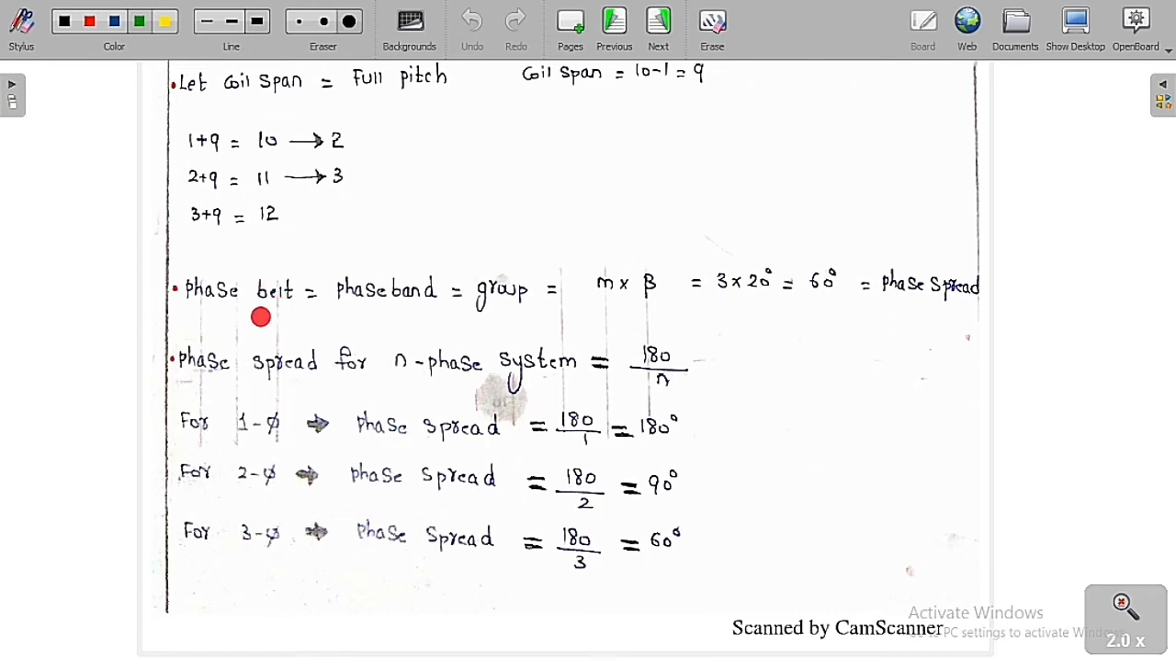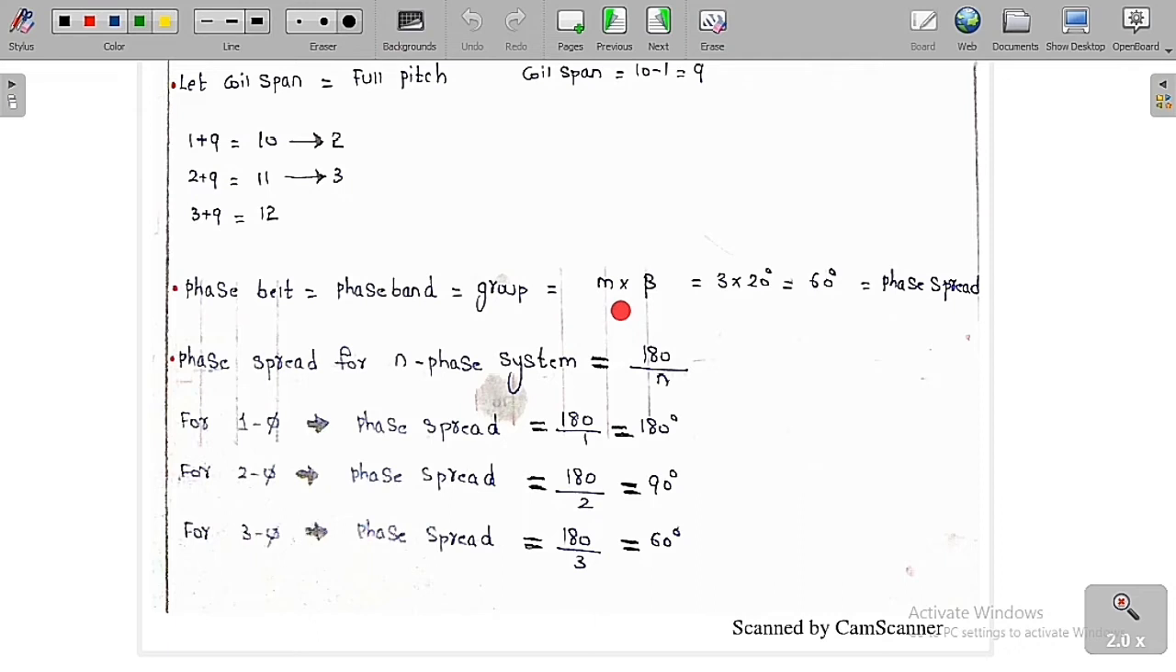Then what is the phase belt? Phase belt is also called the phase band or the phase groove. The phase belt, or phase band, or phase groove, is equal to m into beta.